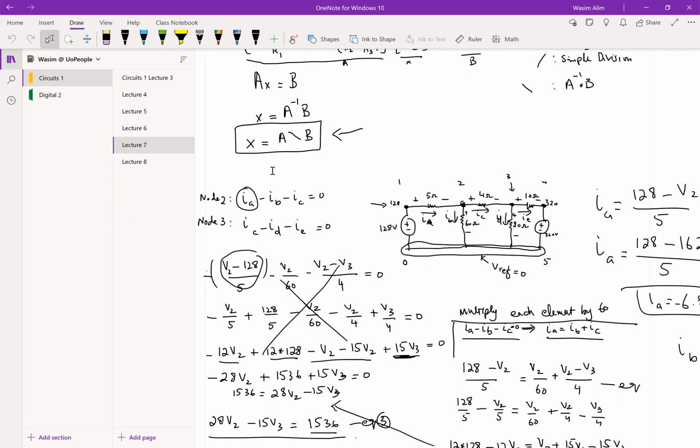Okay. So let's look at this one first, and then we move to that question. This is the example that we solved last time, right? If you see this, what is the definition of a node? The definition of a node is if it combines two elements, that would be a node. Okay. I thought a node was in between two resistors or in between two.